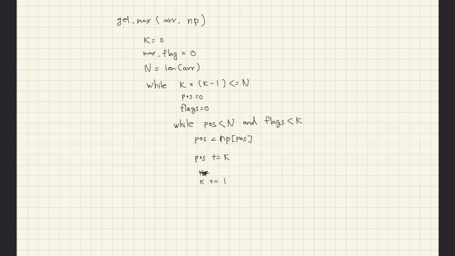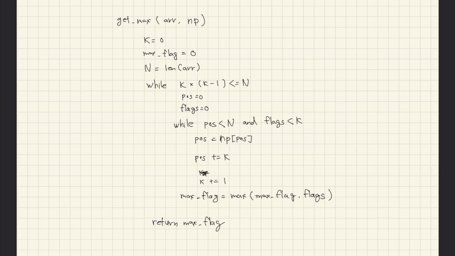Repeat this process inside the loop and keep comparing max flag with the current flag, and update it if the new flag is bigger. So max flag is max of max flag and flag. Okay, after the loop, return the max flag here. Okay, this is all for the description.